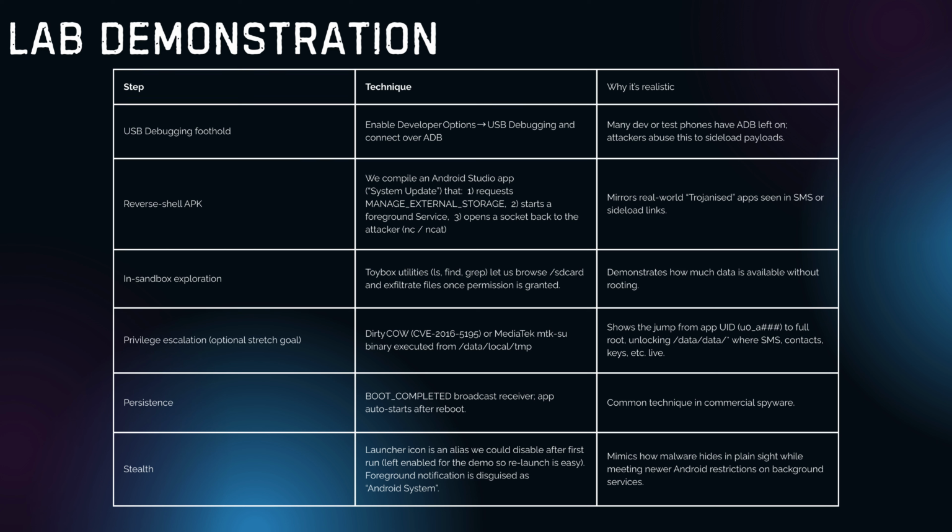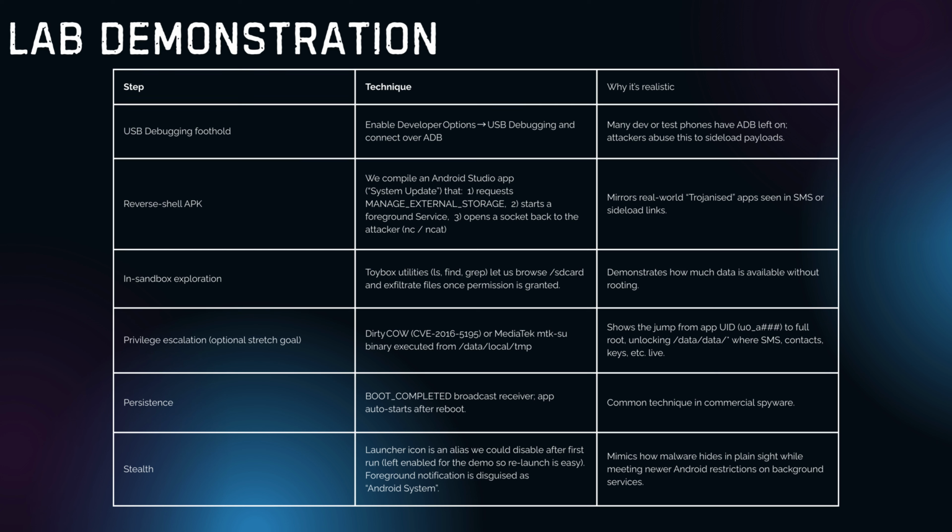We're going to use a reverse shell APK where we compile an app through Android Studio, enable permissions such as manage external storage, start the app as a foreground app, and then have it run in the background and establish persistence as well. So this would be more like a Trojanized app, or somebody downloading an app through an SMS phishing campaign or sideloading links. Could even be somebody trying to get a free application that's hosted on a free app website.